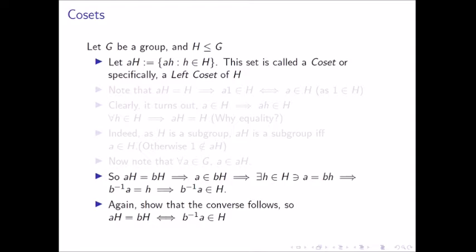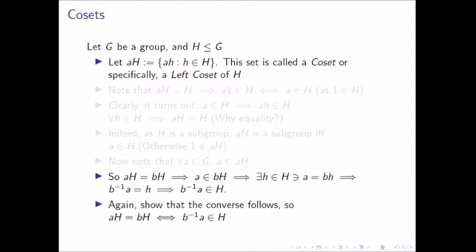But the converse is also easy to show. If b inverse a is an element of capital H, it would imply that a is an element of bH, or the coset bH, which would imply aH is a subset of bH. But b inverse a being an element of capital H would imply a inverse b, which is the inverse of b inverse a, is also an element of capital H. So that would mean bH is a subset of aH.